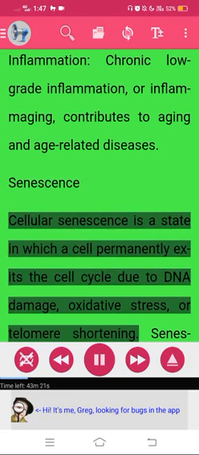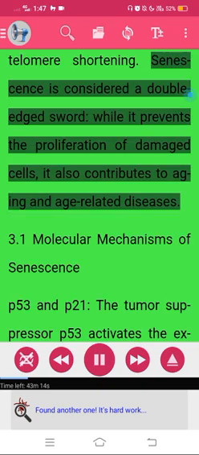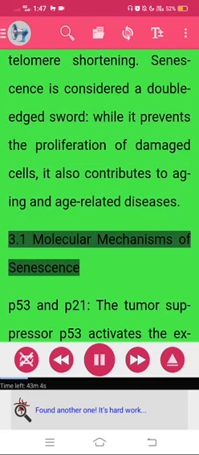Senescence. Cellular senescence is a state in which a cell permanently exits the cell cycle due to DNA damage, oxidative stress, or telomere shortening. Senescence is considered a double-edged sword. While it prevents the proliferation of damaged cells, it also contributes to aging and age-related diseases. 3.1 Molecular mechanisms of senescence.